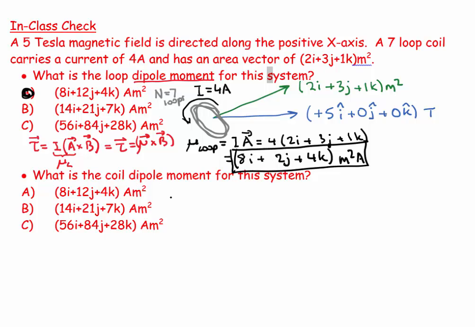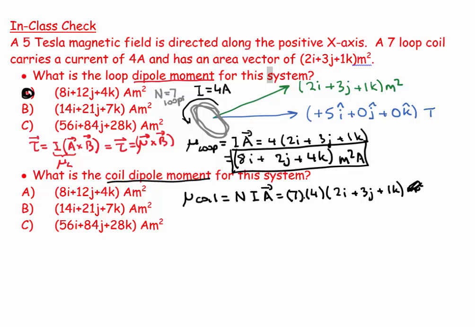And then if I have my coil dipole moment, so I have mu coil, which equals N I A, which would be 7 times 4 times 2I plus 3J plus 1K square meters. Let's forget about that. We'll do that afterwards. Do all our units at the end. So then mu coil is going to equal, 7 times 4 is 28. 28 times 2 is 56I.